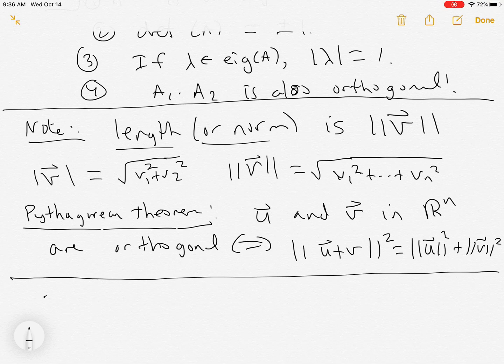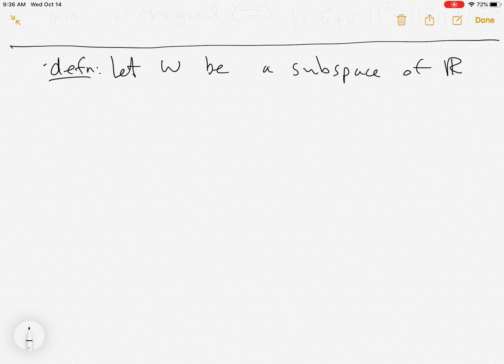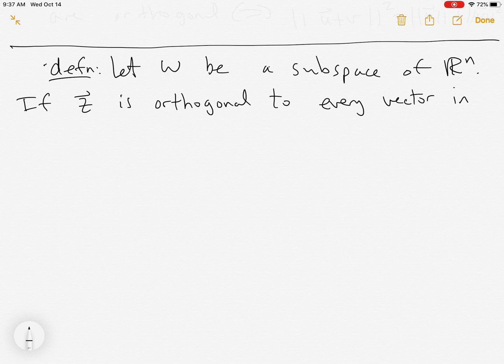Okay. All right, so now we're getting to what I want to get to today. Got all the background ready. So definition here. Let W be a subspace of Rn. Okay. If a vector z is orthogonal to every vector in W, then z is orthogonal to W. Okay.